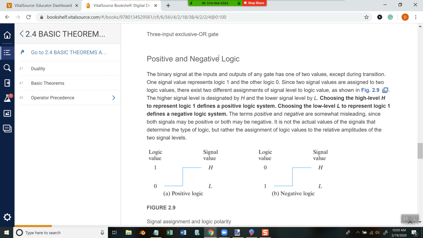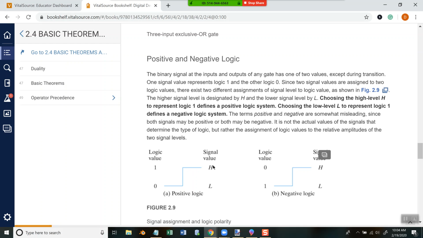Positive and negative logic. The binary signal at the inputs and outputs of any gate has one of two values, except during transition. One signal value represents logic 1 and the other logic 0. Since two signal values are assigned to two logic values, there exist two different assignments of signal level to logic value, as shown in figure 2.9. The higher signal level is designated by H, and the lower is designated by L. Choosing the higher level H to represent logic 1 defines a positive logic system. So up here, we got 1, and we got that specified as H.